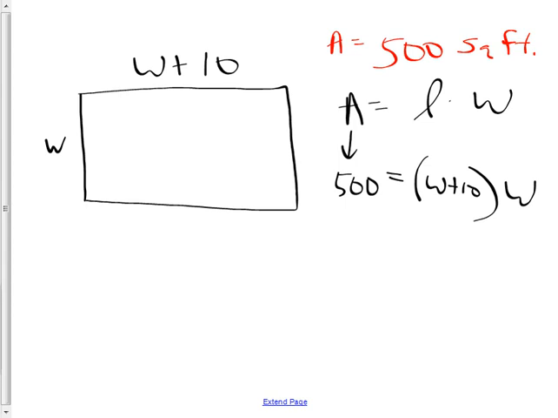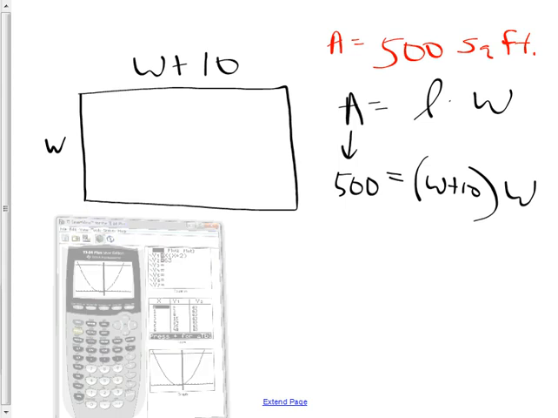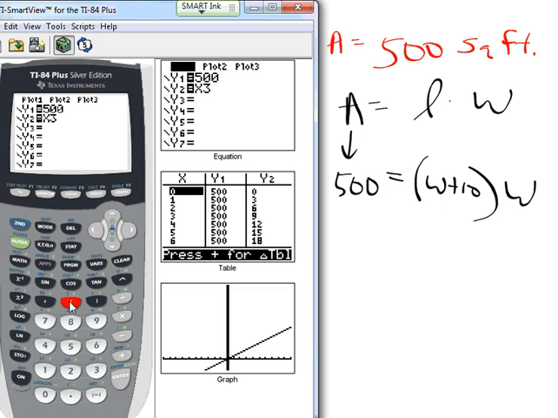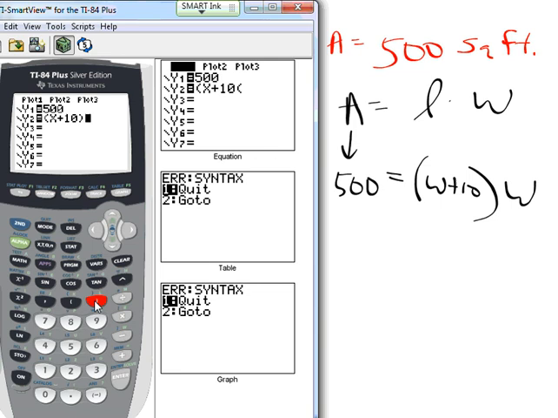All right, so I'm going to go in here, and this time it's 500. Delete out the rest of this stuff. And then I'm going to use X, of course. Oh, no, wait, I have to have parentheses. Parentheses, X plus 10, end parentheses. Wrong kind of parentheses. There we go. Times X. Hit enter. Hit graph.